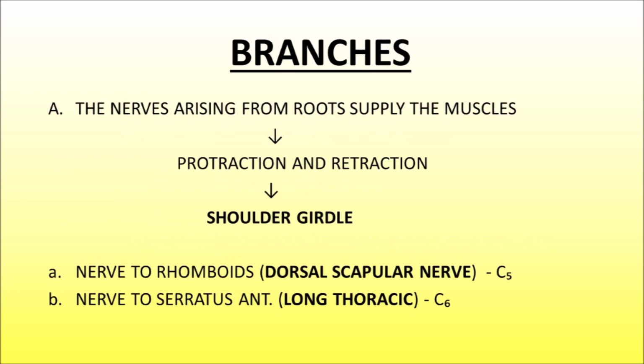Now, let us move on to the last topic, which is the branches. The nerves arising from the roots supply the muscles which bring protraction and the retraction of the shoulder girdle. That is, nerve to rhomboids, which is the dorsal scapular nerve, C5, and the nerve to the serratus anterior, that is the long thoracic one, which constitutes the C5, C6 and the C7. All these we have already seen in the diagram.